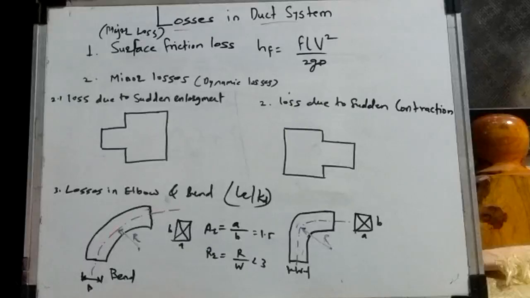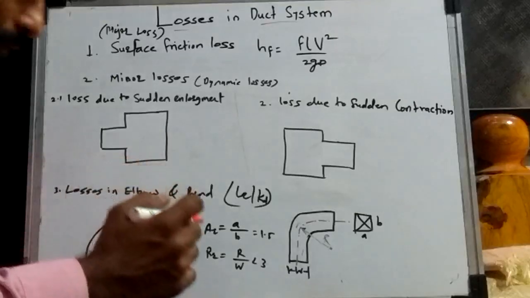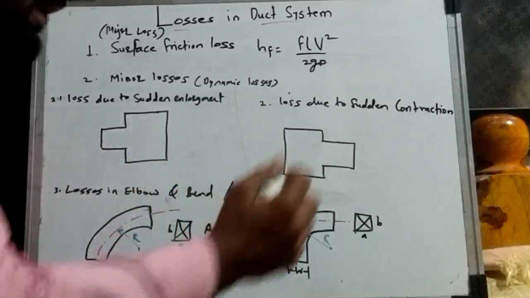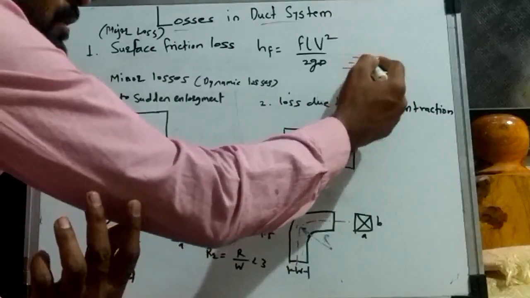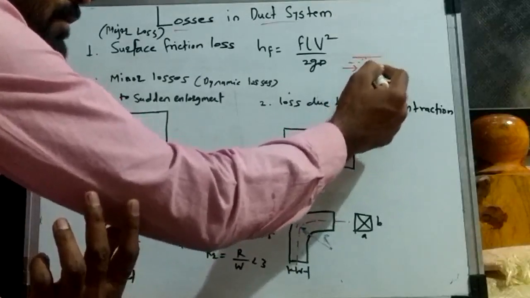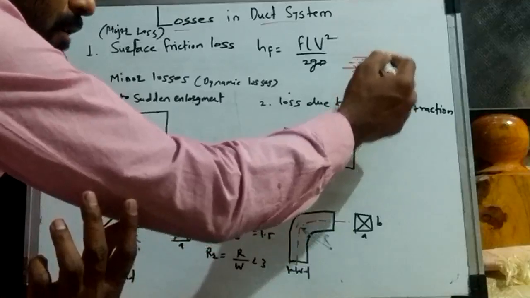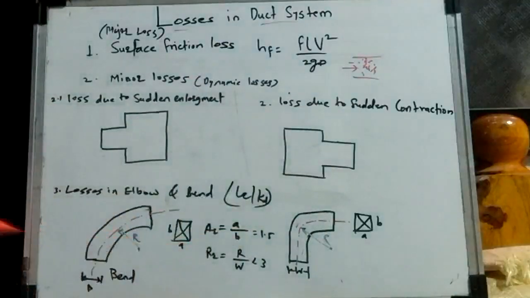We know that the major loss is nothing but the friction pressure loss. So how is it? Whenever the air is supplied from the main air handling unit through the supply ducts or return ducts, there is friction between the air particles, and friction between the air particles and the inner surface of the ducts. So that causes loss of pressure inside the duct system. So that loss we have to calculate while designing the duct system.